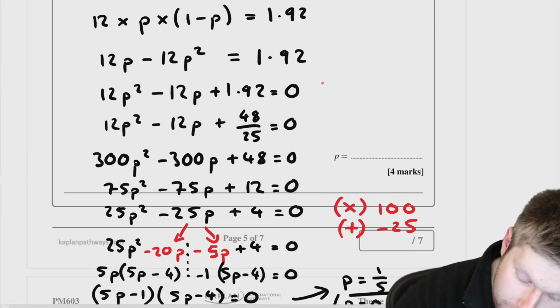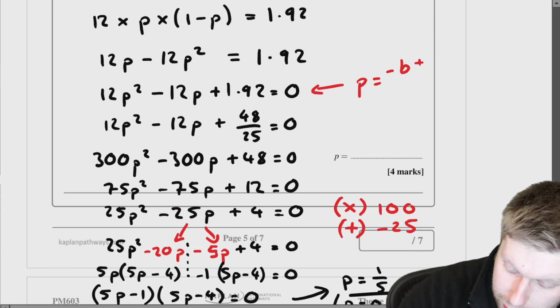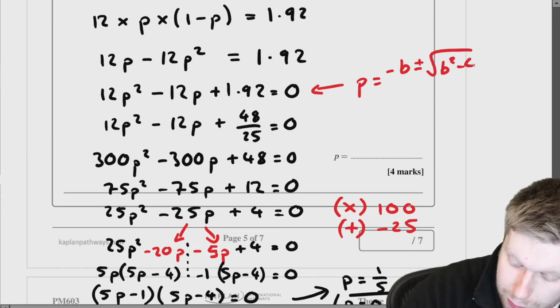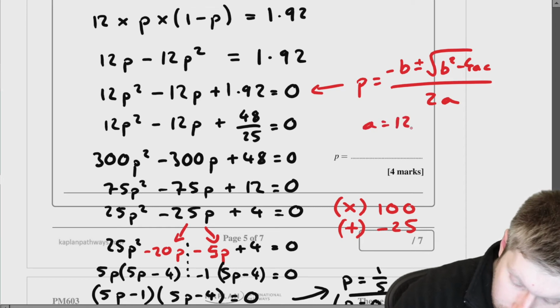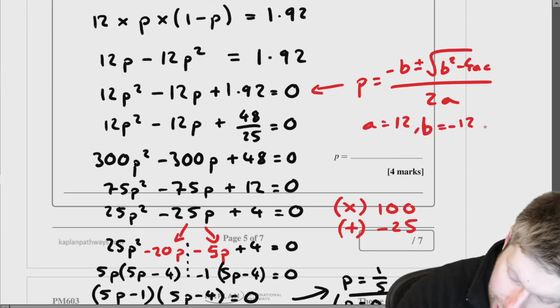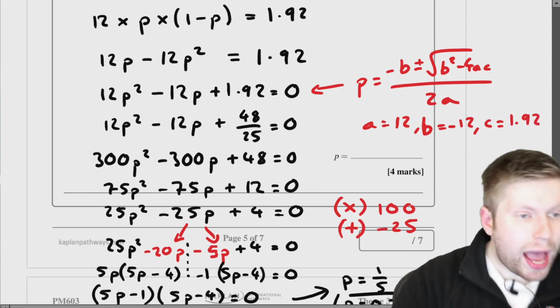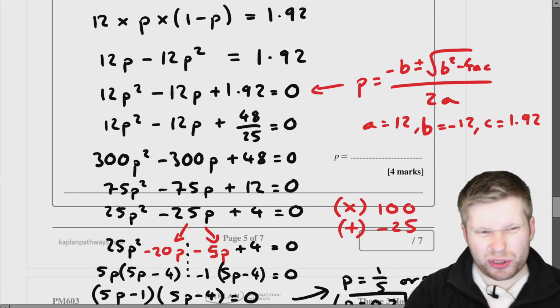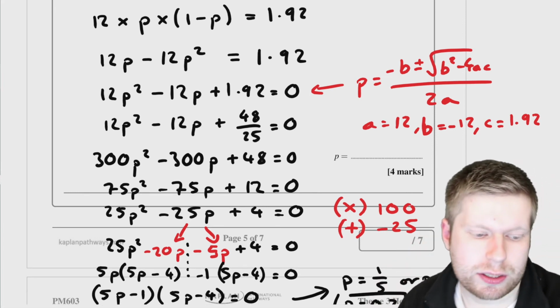But to be honest with you, if you just wanted to state this and just stick it in the quadratic formula, so negative b plus or minus square root of b squared minus 4ac, all divided by 2a, where a is equal to 12, b is equal to negative 12, and c is equal to 1.92. Stick all that in your calculator and you'll get the same answer. So to be honest with you, it doesn't matter which method you use. I just wanted to show you that it does factorize.